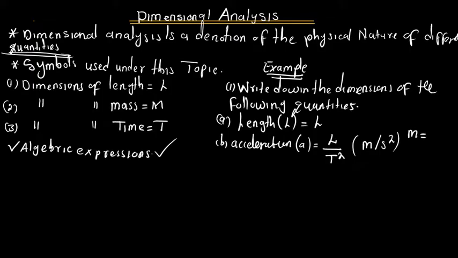Meters denotes the length. Seconds denotes the time. And the dimensions for length is simply L. The dimensions for time is simply big letter T. Therefore, while there is meters, I can replace with L. While there is seconds, I can replace with T to the power 2. Therefore, that is why we are writing it as L over T power 2. Take note of that.